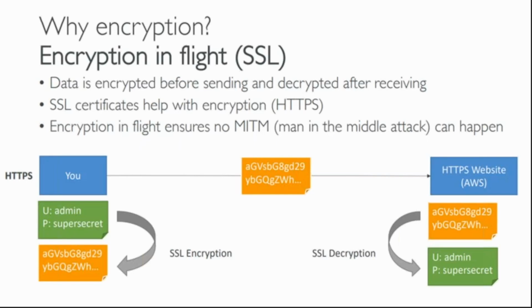For that, we have encryption in flight. We want encryption in flight because if I send a very sensitive secret, for example my credit card, to a server to make a payment online, I want to make sure that no one else on the way, where my network packet is going to travel, can see my credit card.